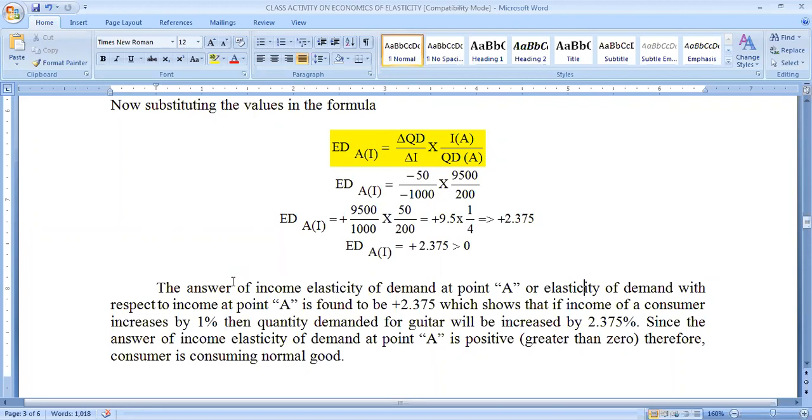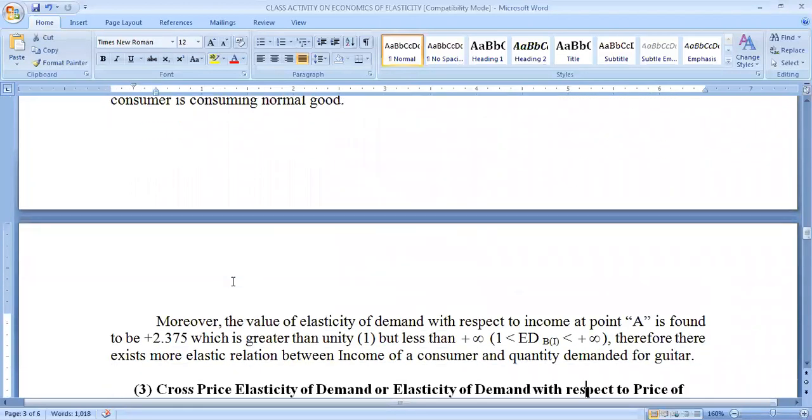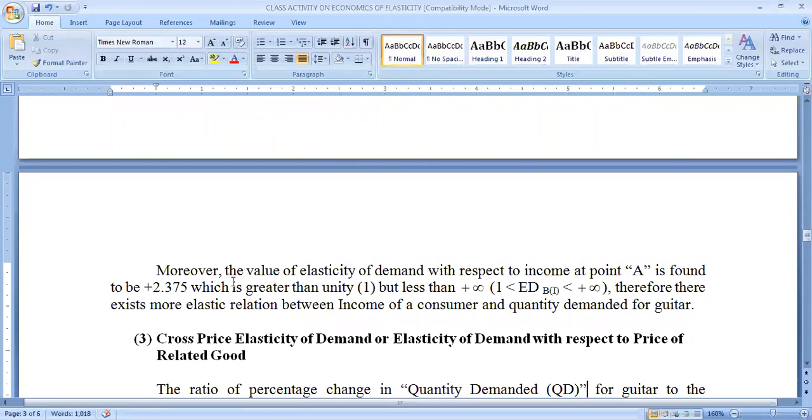In our case, income elasticity of demand is greater than zero, meaning that we are consuming normal goods since income elasticity of demand is positive. Moreover, the value of elasticity of demand with respect to income at point A is found to be plus 2.375, which is greater than unity but less than plus infinity. Therefore, there exists a more elastic relation between the income of a consumer and quantity demanded for guitar.